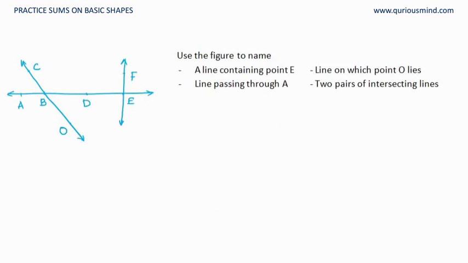Use the figure to name a line containing point E, line passing through A, line on which point O lies, and two pairs of intersecting lines. So a line containing point E. We can see here this point E, FE is one line which contains point E, and even AE is another line which contains point E. And so the first one we are going to answer as such.